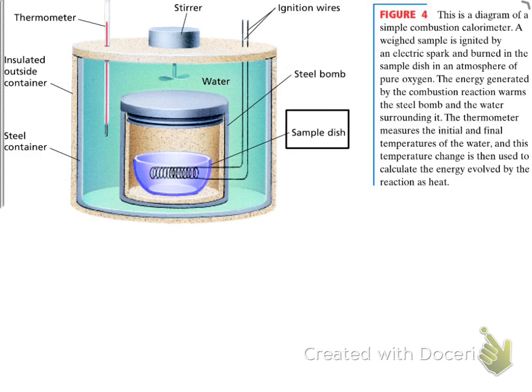The energy generated by the combustion reaction warms the steel bomb and the water surrounding it. Again, you have the steel bomb here, you can see that, and there's water surrounding it. Then there's a thermometer to measure the initial and final temperature, which lets us compute the temperature change, and that'll tell us how much heat is involved. So this is what's called the simple combustion calorimeter. That's essentially what we use.